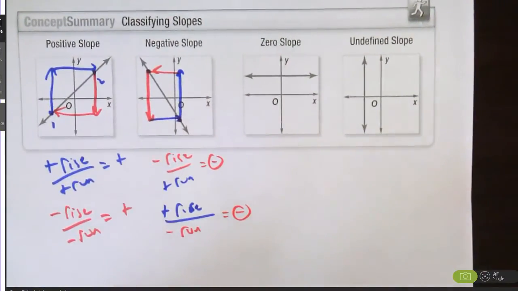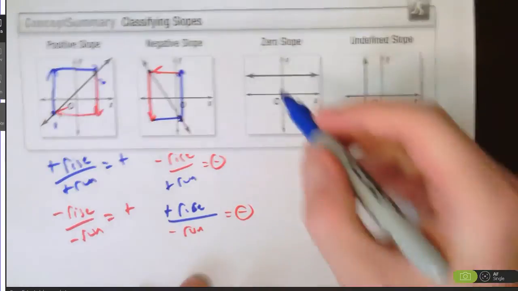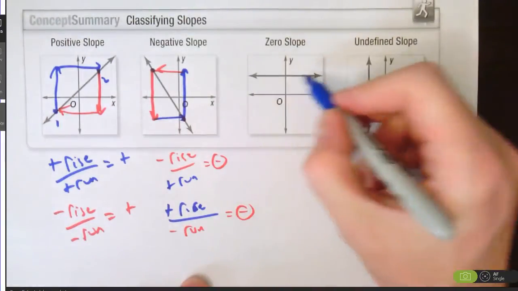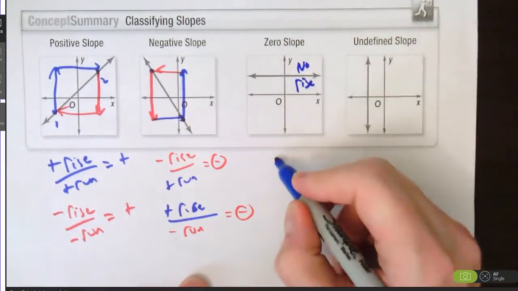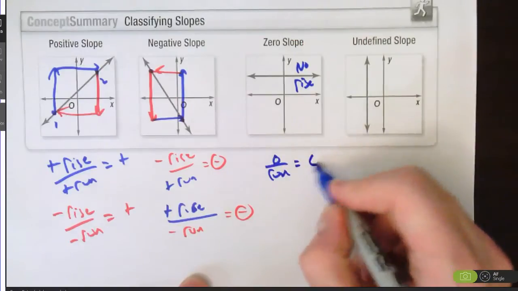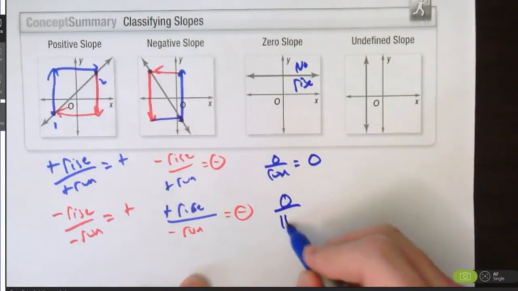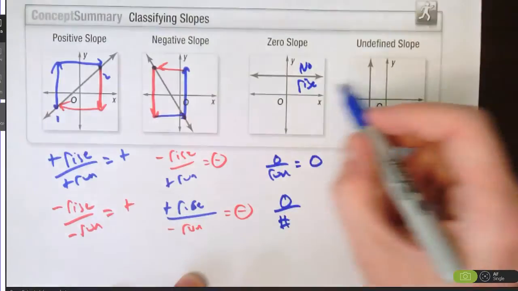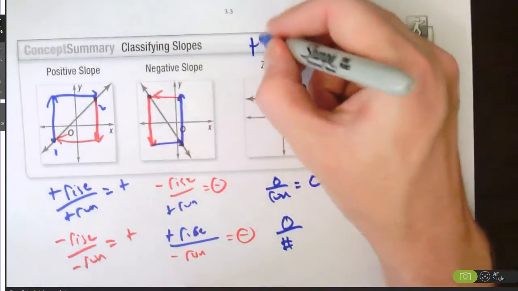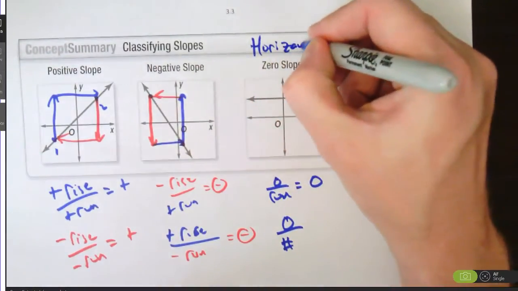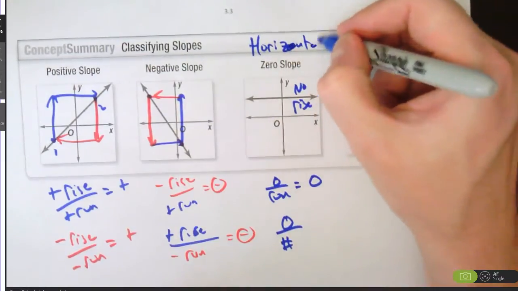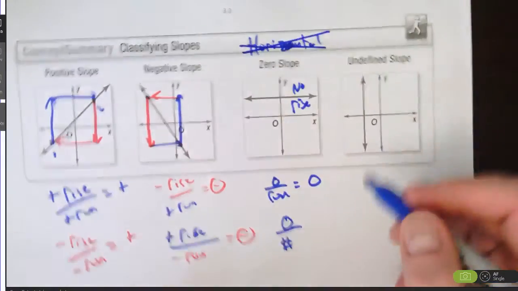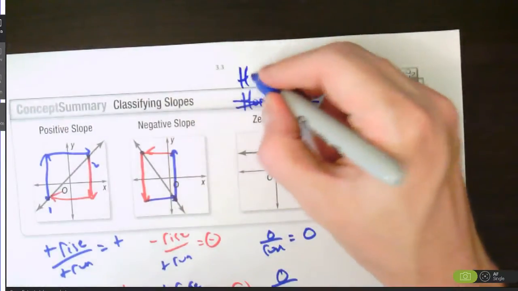Okay. Now, zero slope. Zero slope is whenever you have no rise. You're not rising. So you have 0 over the run, which is 0, because 0 as a fraction is 0 over any number. So horizontal lines, which by the way, I can't spell horizontal. Let's try that again. Horizontal.